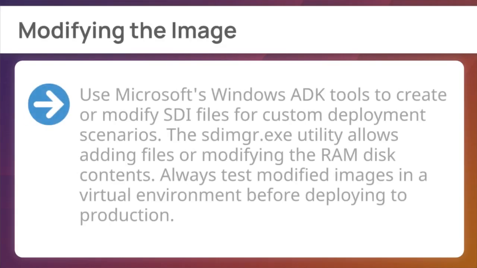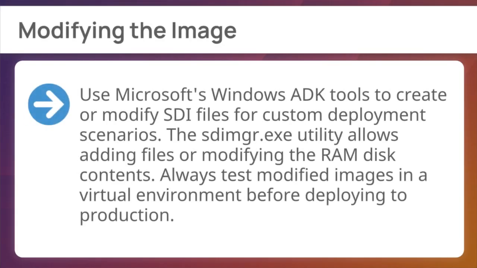Next, modifying the image. Use Microsoft's Windows ADK tools to create or modify SDI files for custom deployment scenarios. The SDIMGR-XE utility allows adding files or modifying the RAM disk contents. Always test modified images in a virtual environment before deploying to production.